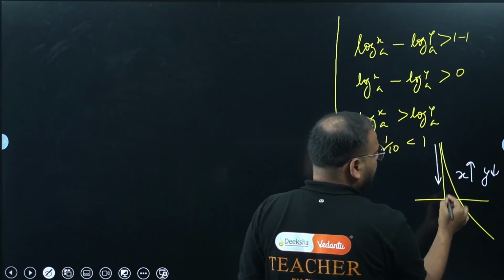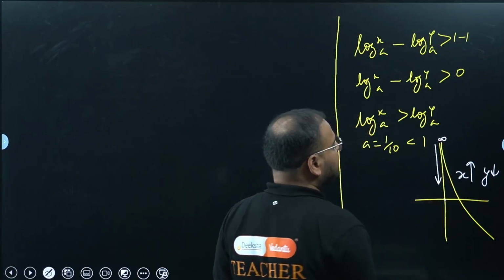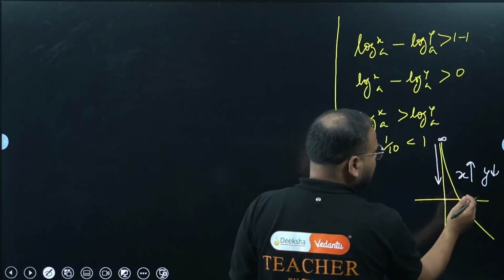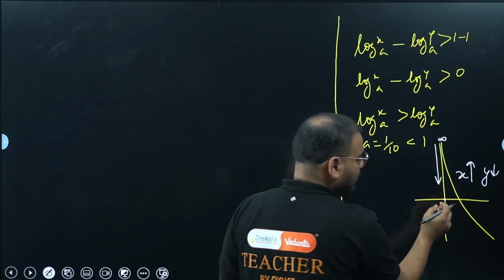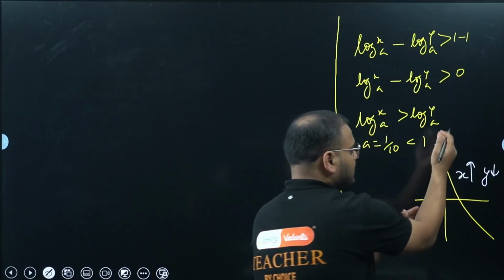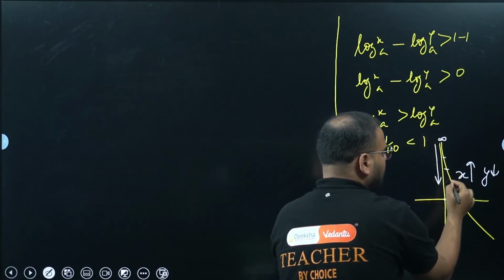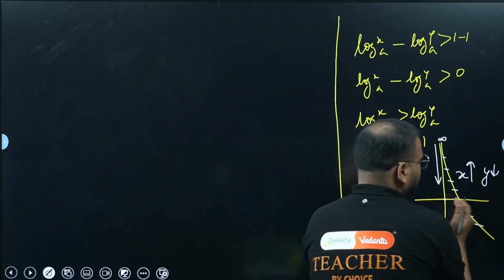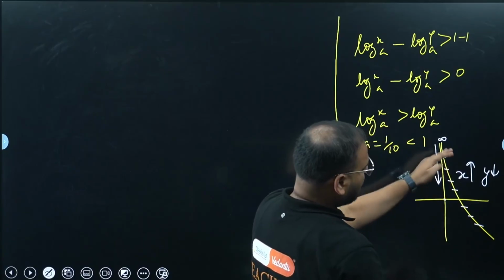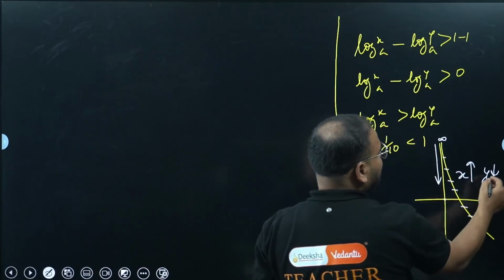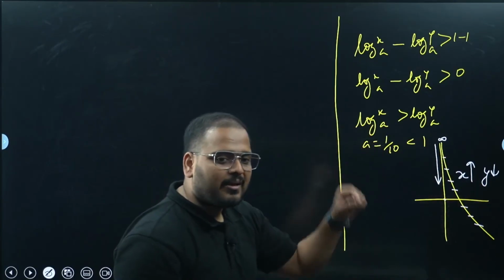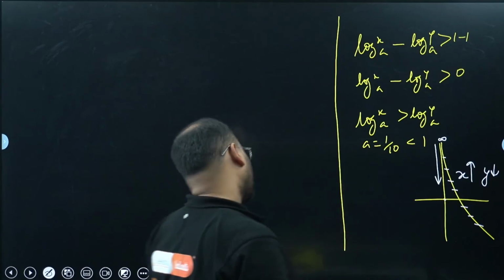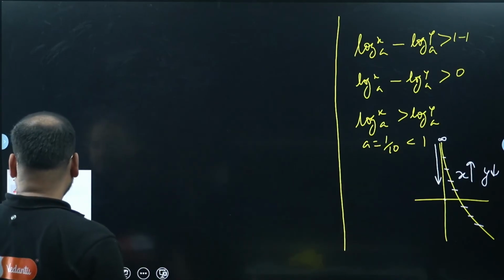Over here, what was the x? X was 0, y was infinity. When you're moving away from the origin, what is happening? The point is coming down. As you're going right from the origin, the coordinates are coming down. So what is happening to the y value? The y coordinate is becoming smaller and smaller. Okay, I understood, sir, this much.